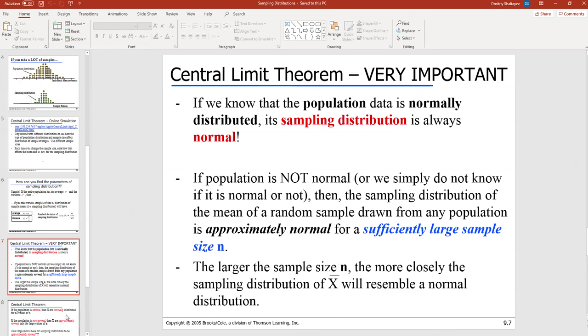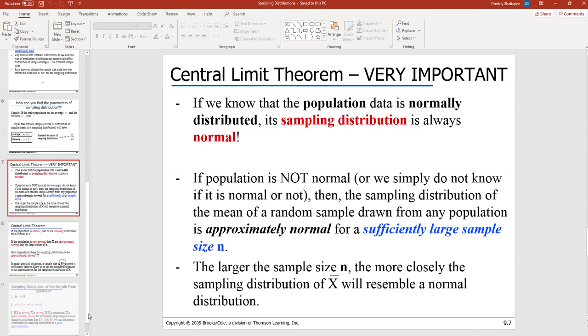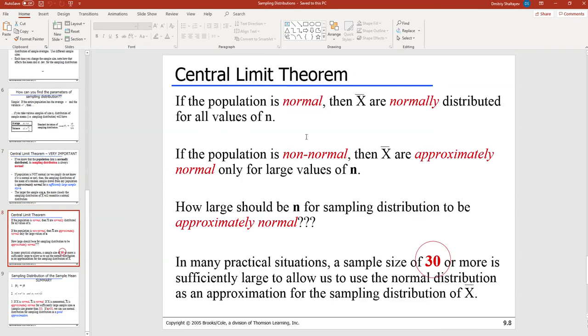Okay, and statisticians came up with this empirical rule right here. Okay, if the sample size n is getting higher, the distribution is going to look more and more normal. So when can we say that it's going to be normal or approximately normal? What is big enough n? So 5 is not big enough. What is big enough? Well, 30.